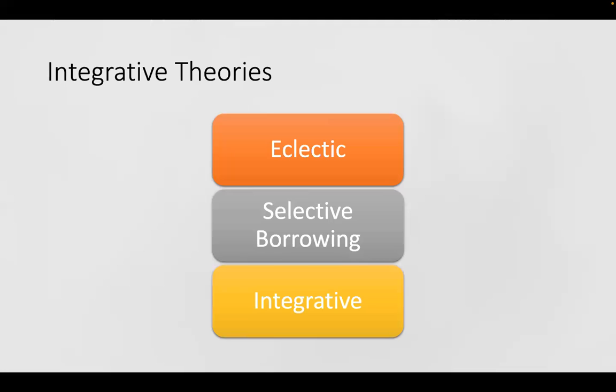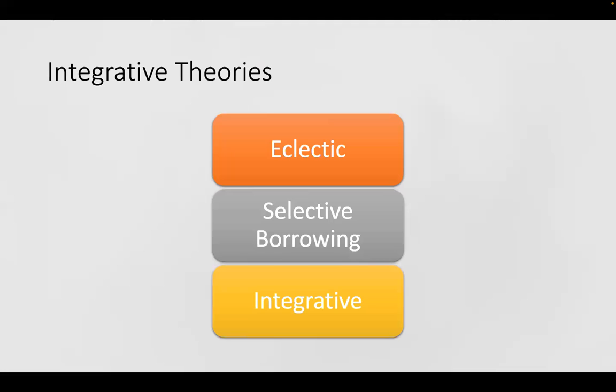So selective borrowing is honestly what I do. I have a foundational theory. I would say I have two foundational theories, which are feminist and common factors. And then the selective borrowing. So I have an overall philosophy. I have an overall framework. I can tell you exactly what my game plan is, but I'm also pulling interventions and techniques from multiple approaches that I believe are cohesive in achieving the overall goal, what aligns with my overall theory of change.